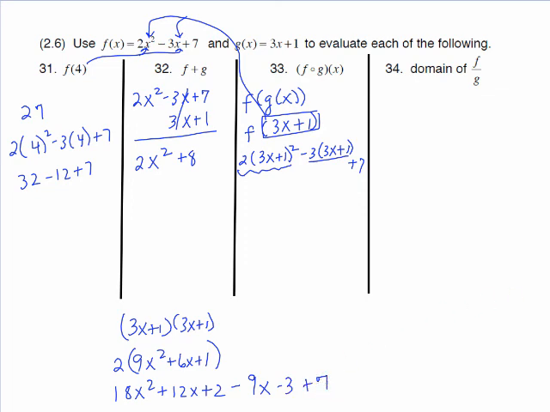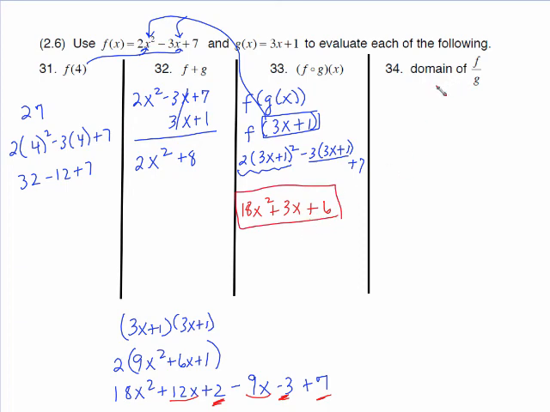Now just combine your like terms. There's no other squared items, so it's 18x squared. We have 12x minus 9x is 3x. And we have a 2 minus 3 plus 7 will be 6. So that is our new function, which is the composite function f of g of x.